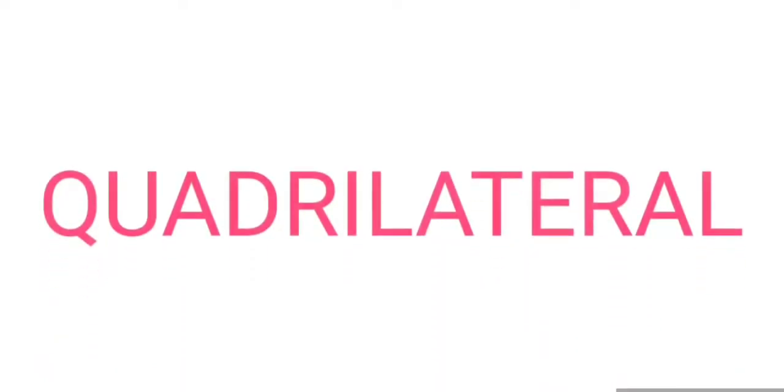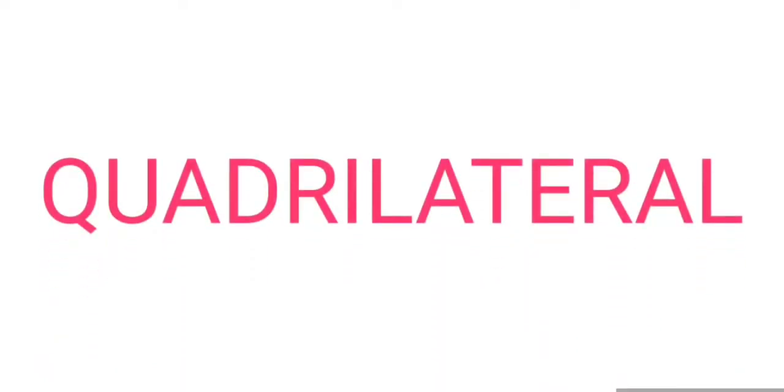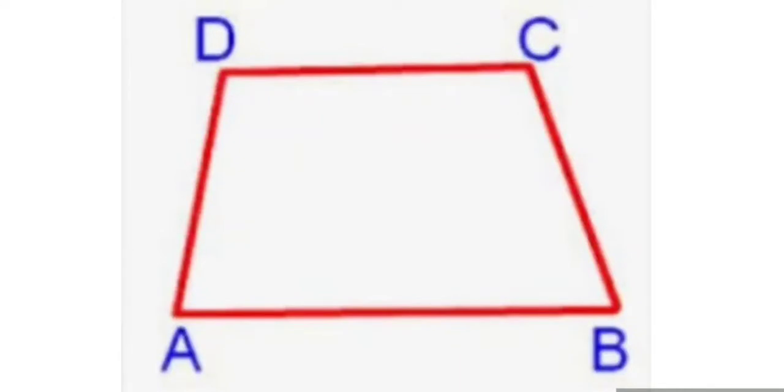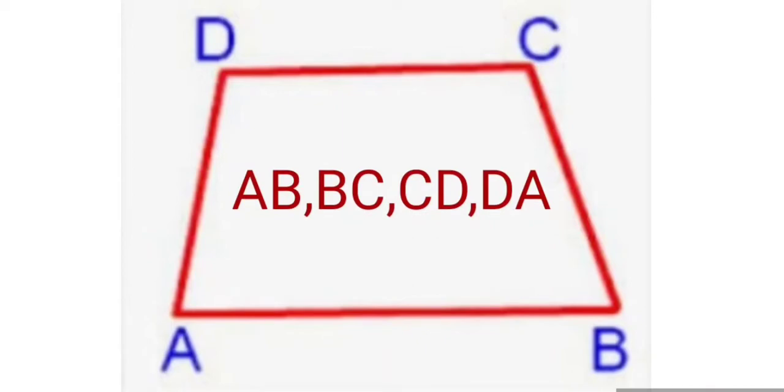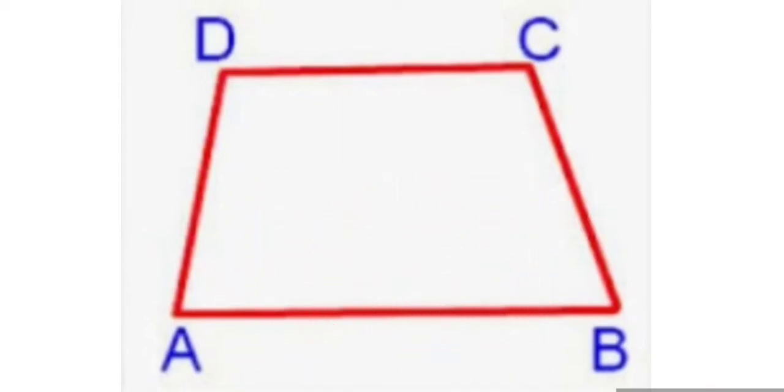Now next is quadrilateral. A four-sided polygon is a quadrilateral. A quadrilateral has four sides and four angles. You can see this figure. This ABCD is a quadrilateral, and it has four sides AB, BC, CD and DA. It has four angles, angle A, angle B, angle C and angle D.